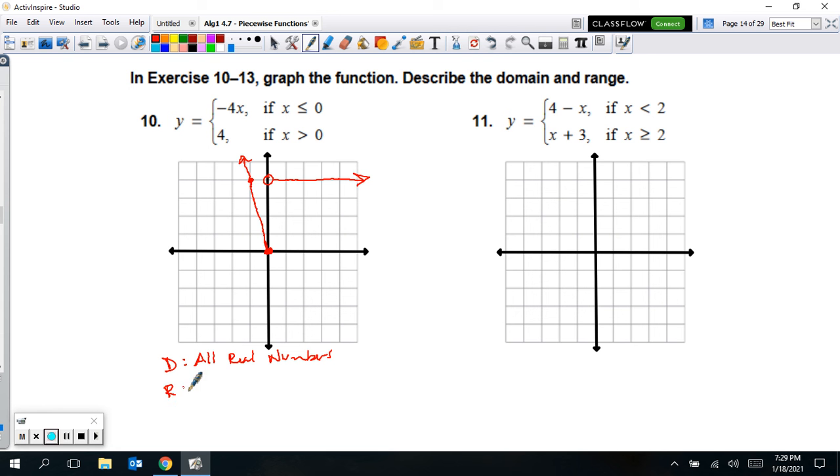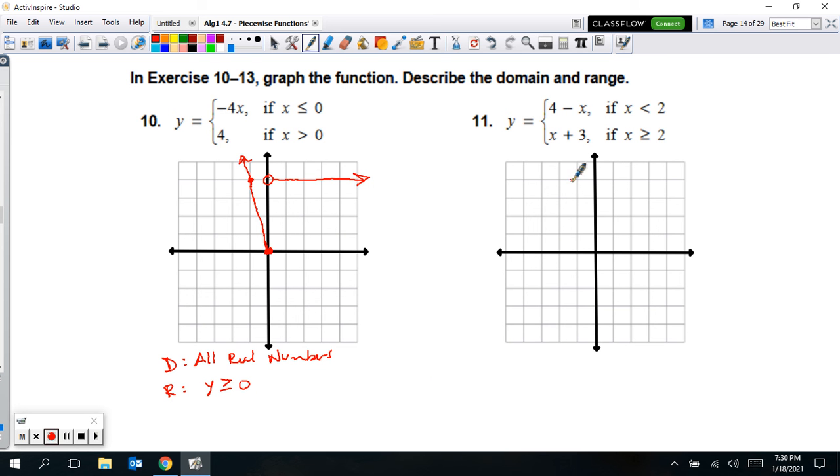And then the range, where is it on the y-axis? Well, it's only above 0 here. So it's only greater than or equal to 0, because it does equal 0. So y, we use the y, is greater than or equal to 0.